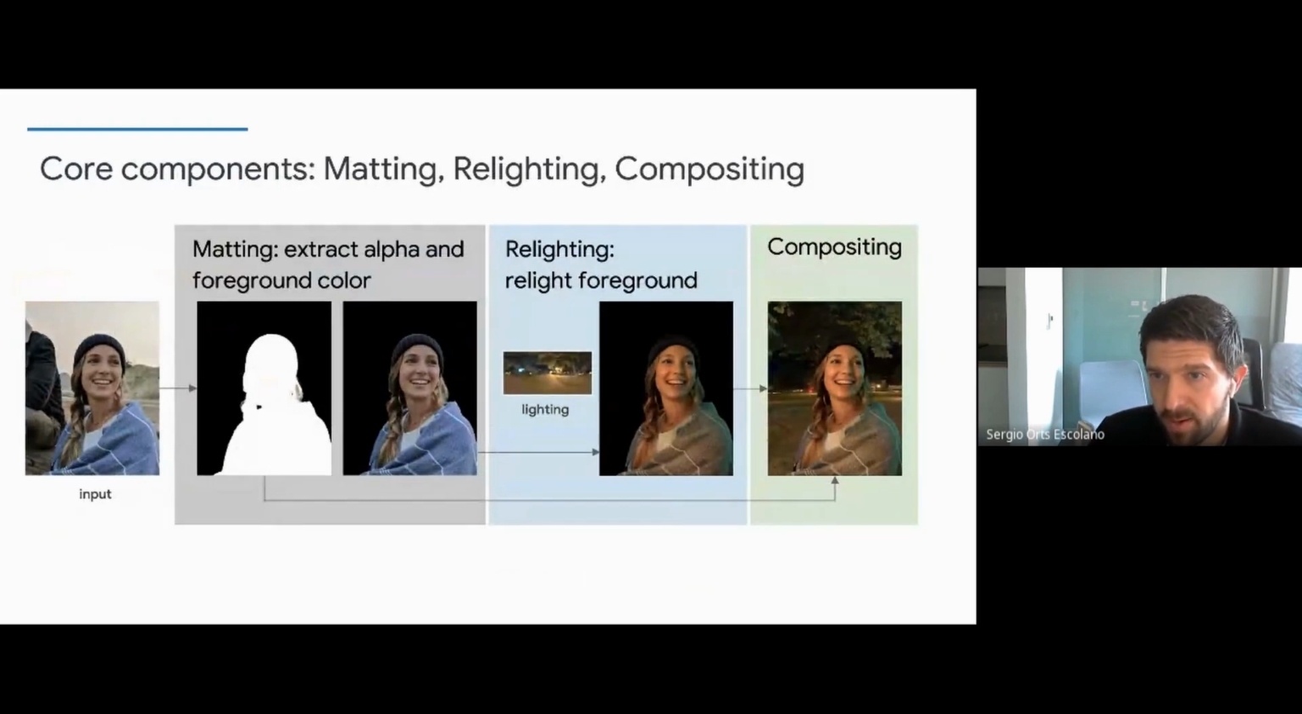To achieve our goal of background replacement from any arbitrary image, we mostly need two components. The first one is a matting module to extract both the alpha channel and the foreground color from the input image. And second, we need the relighting module, which takes as an input the target illumination, the HDR map, and the predicted foreground from the matting module.